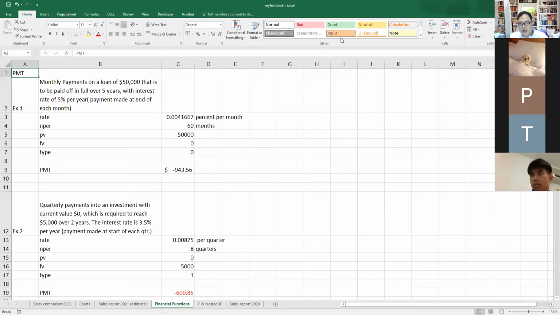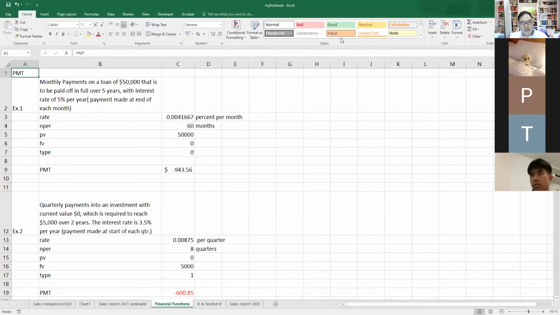For example, suppose the interest rate for the first 2 years is 2%, but from the second year to the fifth year the interest rate changes to 1.5%. Then you have to split the timeline into 2 different timelines and use these functions to calculate in the different timelines. The first function that we learned on Monday was the PMT function, or payment function.